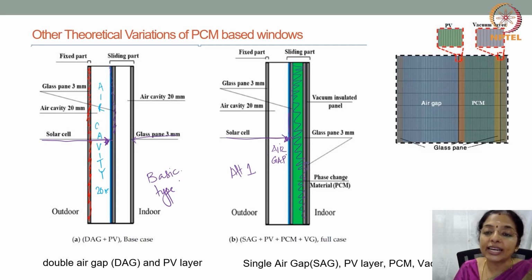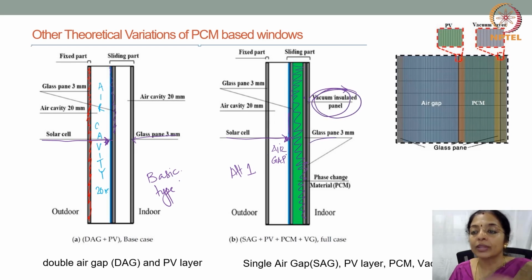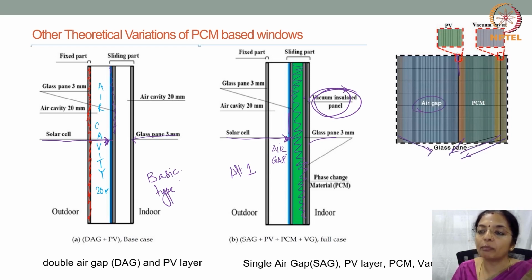Then you can have another glazing and a vacuum insulated panel, and then the next glazing. So you can have a glass pane 1, 2, 3, 4. You can have an air gap. You can have a solar PV. You can have phase change materials, and further a vacuum gap here. This is the vacuum gap.